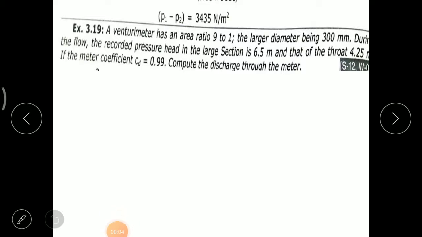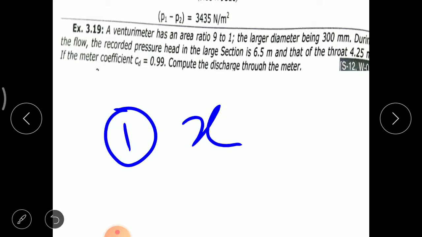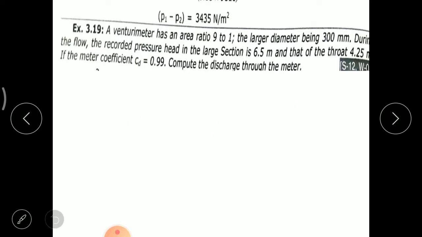In the last lecture, we discussed one numerical on venturi meter, the basic numerical in which we determined the value of x and the value of h. Now this is our next numerical on venturi meter.